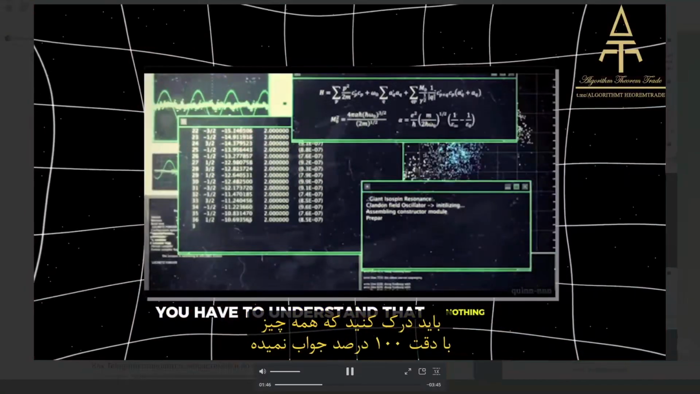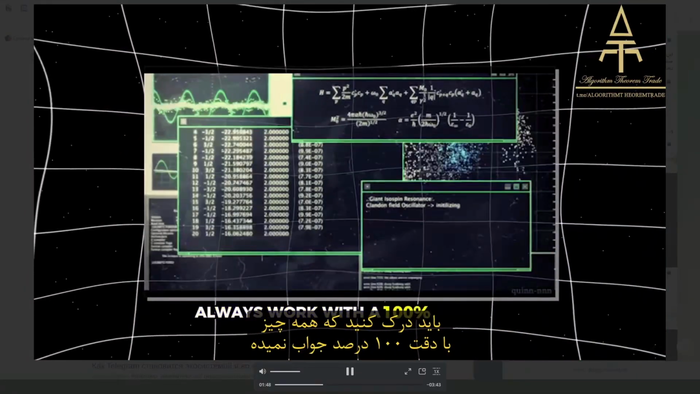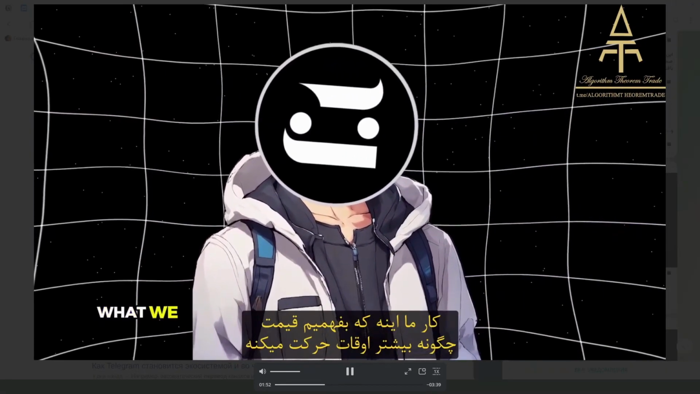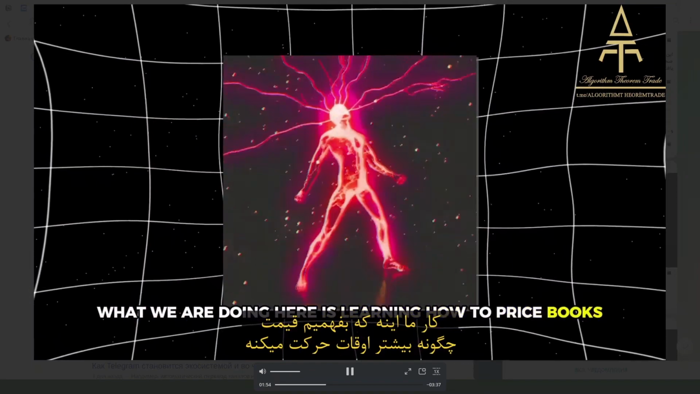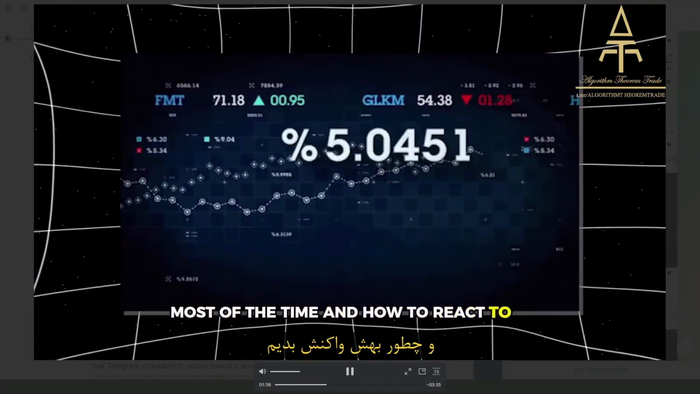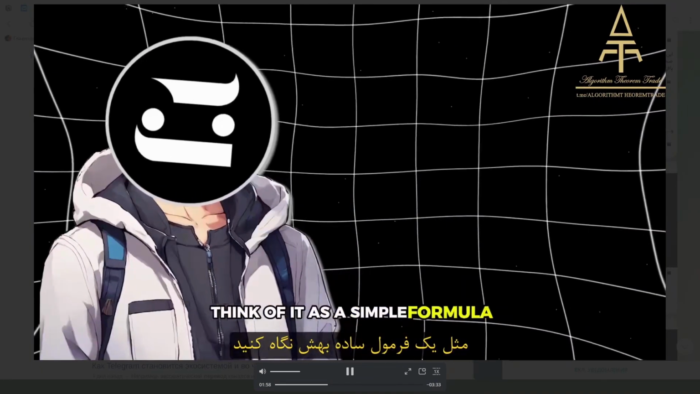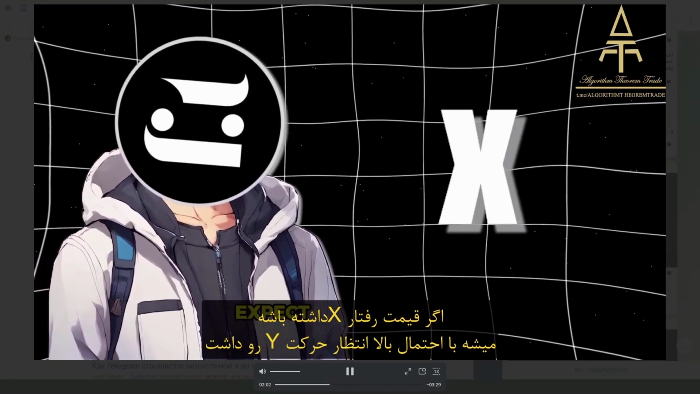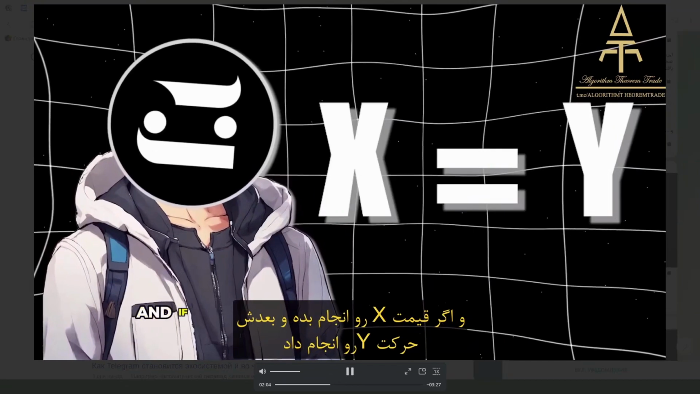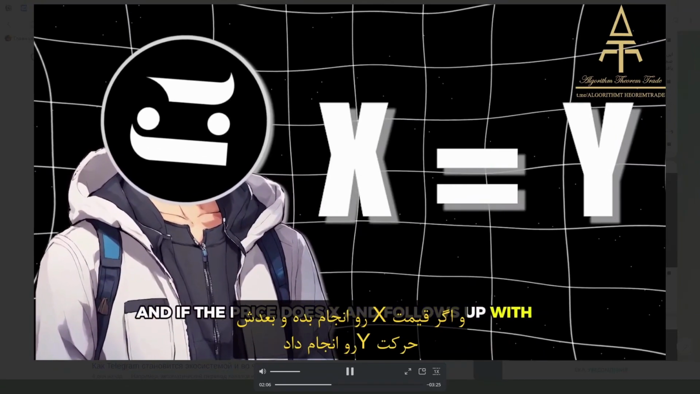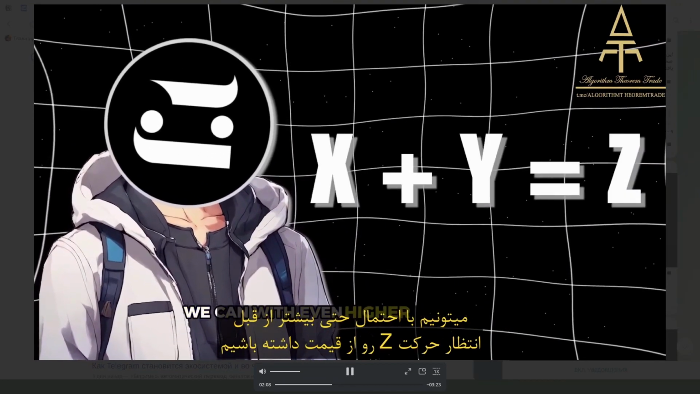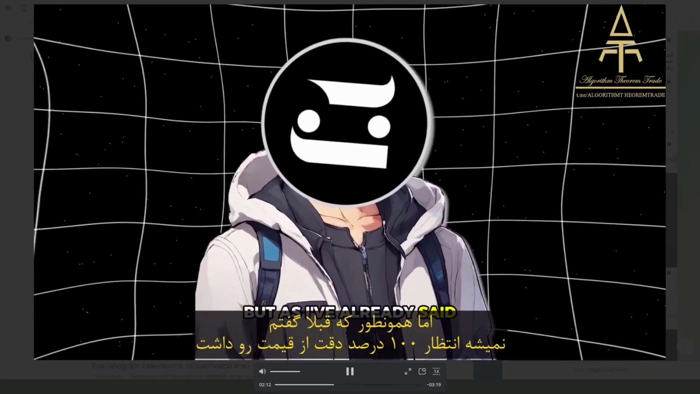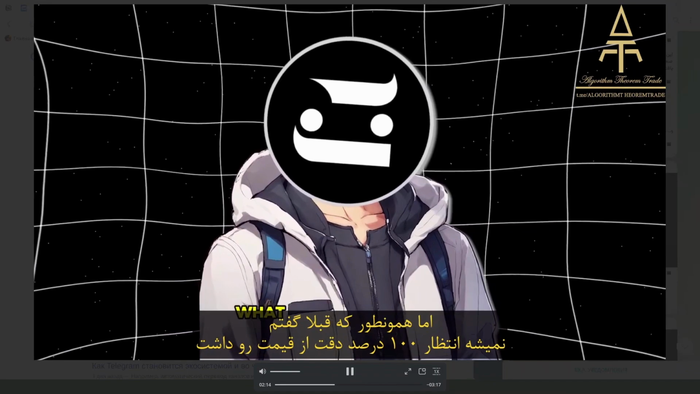You have to understand that nothing will always work with a 100% hit rate, and what we are doing here is not predicting the future. What we are doing here is learning how the price books most of the time and how to react to it. Think of it as a simple formula. If the price does X, we can, with a high probability, expect the price to do Y. And if the price does X and follows up with a Y, we can, with even higher probability, expect the price to do Z.